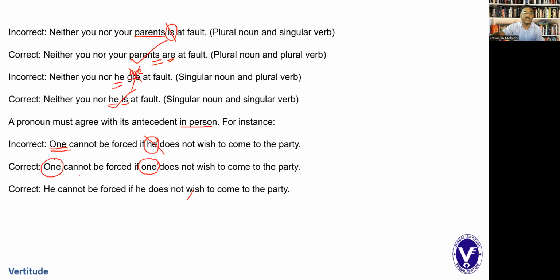It agrees with it. So here, one cannot be forced if one does not wish to come to the party. He cannot be forced if he does not wish. So that's why this is a pronoun antecedent agreement.